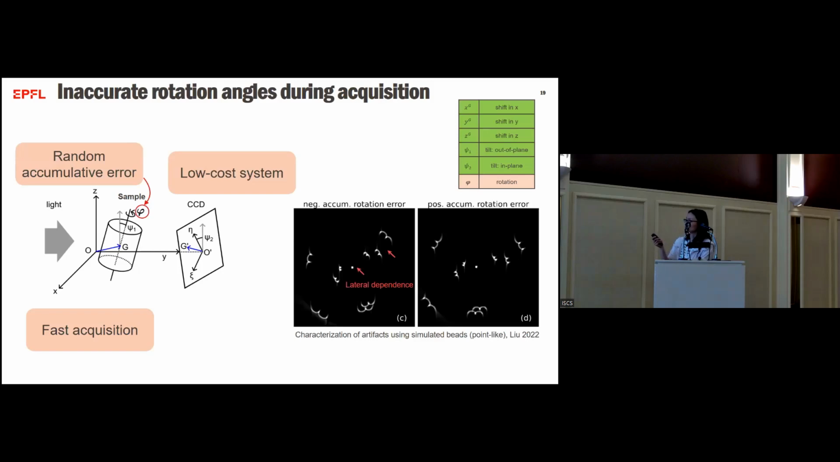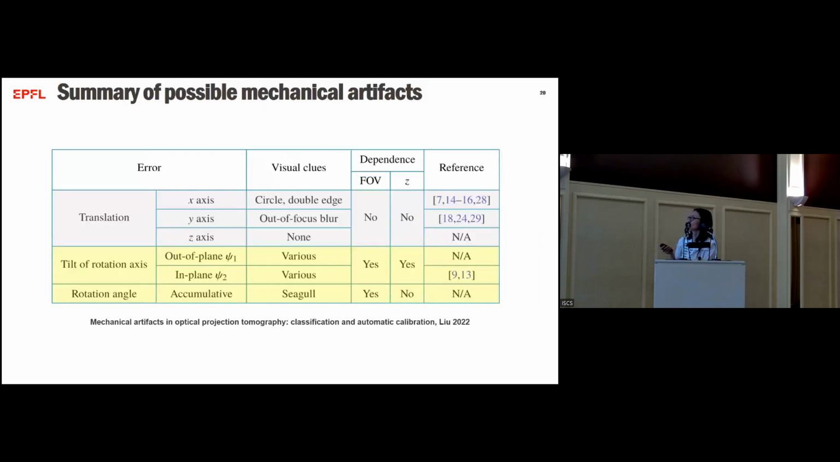They have a dependence on the location in the field of view. And depending on if the error is positive or negative, they have a direction. So either they're flying towards the center or away from the center. Now we have seen all different types of artifacts. We put them in this table.